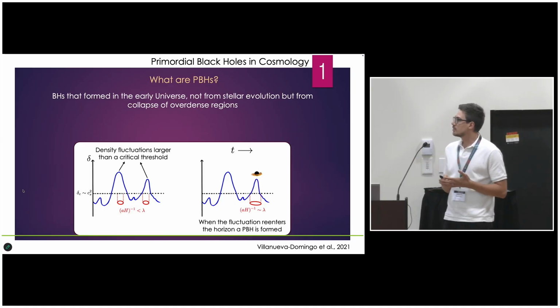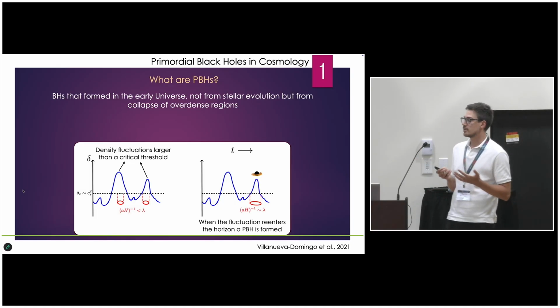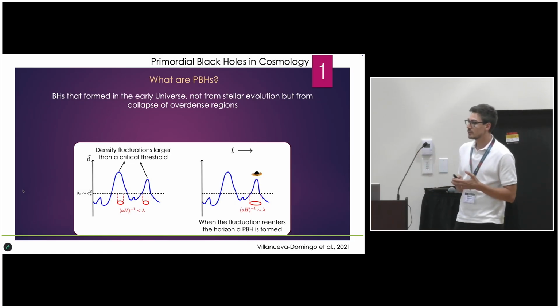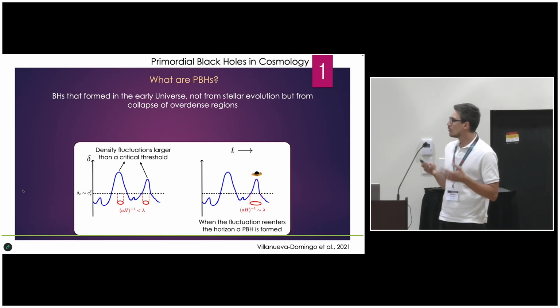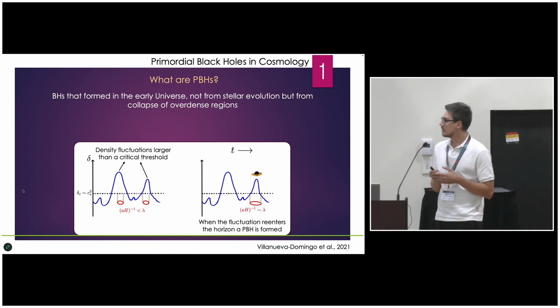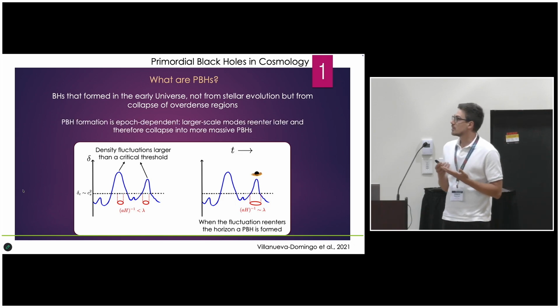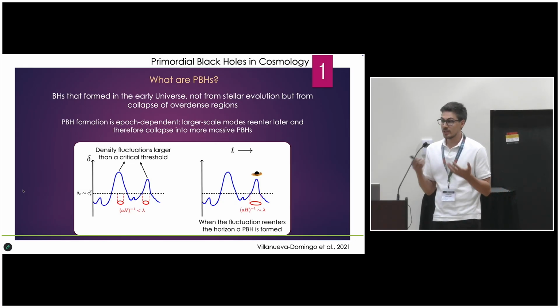So density fluctuations could grow larger than a critical threshold. This, on its own, is not sufficient to create a PBH. A primordial black hole is formed when the fluctuation re-enters the horizon. And hence, PBH formation is epoch dependent, because larger scale modes re-enter later, and so we can form more massive primordial black holes later in time.